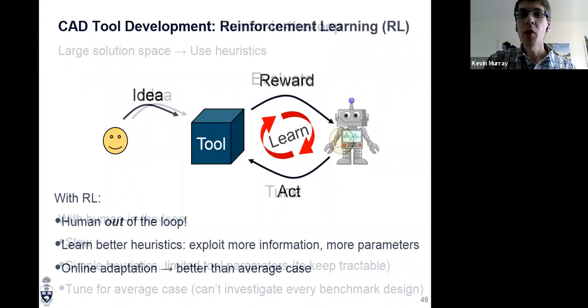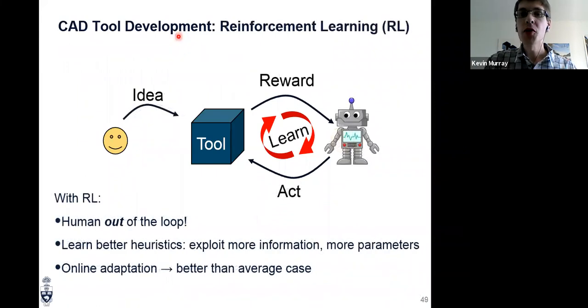So what I'm proposing is we take the human out of the loop and replace this kind of evaluate and tuning loop with a reinforcement learning agent. This will hopefully speed the process up because we're taking the human out of the loop. And the hope is that the reinforcement learning agent will actually learn better heuristics.